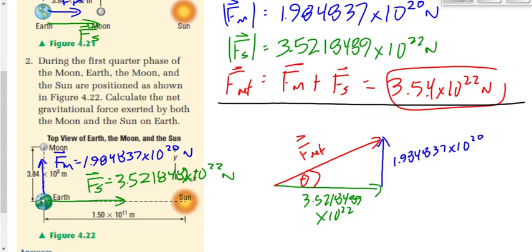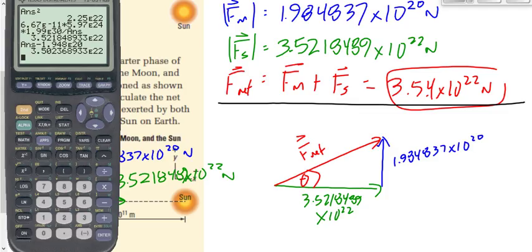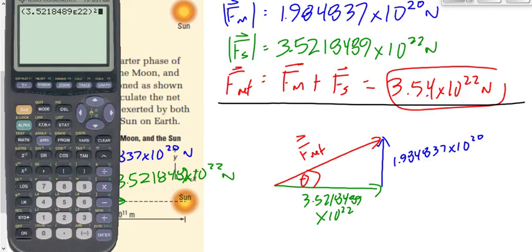So on our calculators, everybody follow along with me here? Let's use some brackets here. 3.5218489 times 10 to the 22, and the brackets squared, plus bracket 1.984837 times 10 to the 20 newtons, bracket squared. So a squared plus b squared. And then what are you going to do to get the F net value? Square root that. Gives me 3.52 times 10 to the 22 newtons.